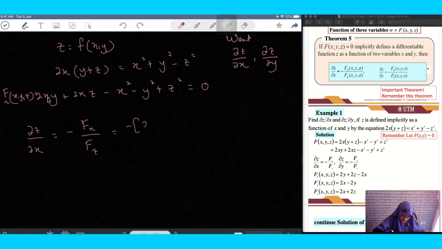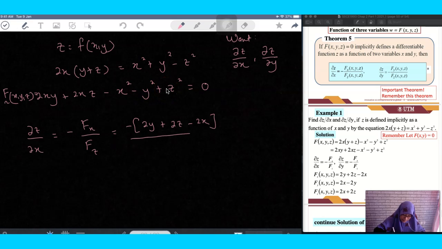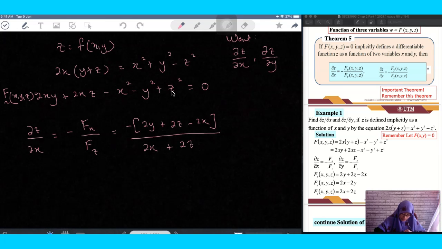So 2y plus, in this one z is constant, so you have 2z, and then differentiating this one, you have minus 2x, and this one y is constant, so this is 0, and this also 0, divided by fz. Differentiate with respect to z: xy is constant, so this is 0, and this one, 2xz, x is constant, so you have 2x. Then with respect to z, only x, so 0, 0, and then 2z. Okay, so that is the answer.